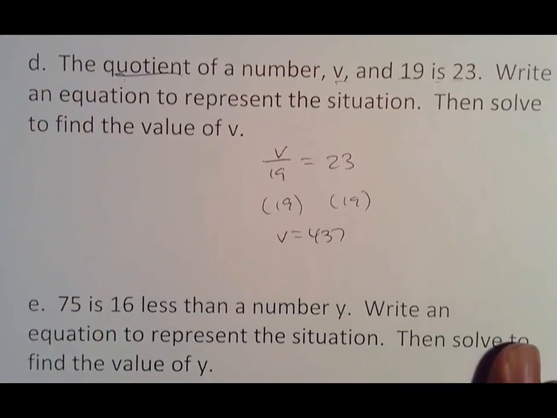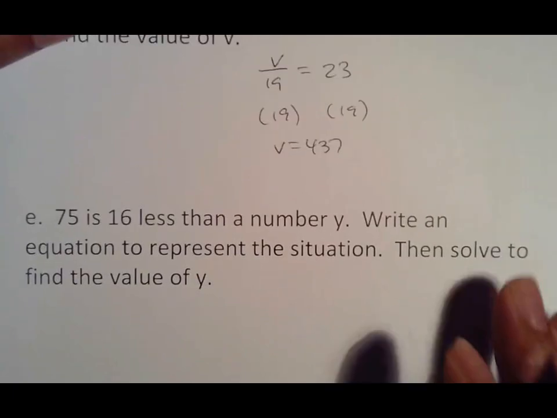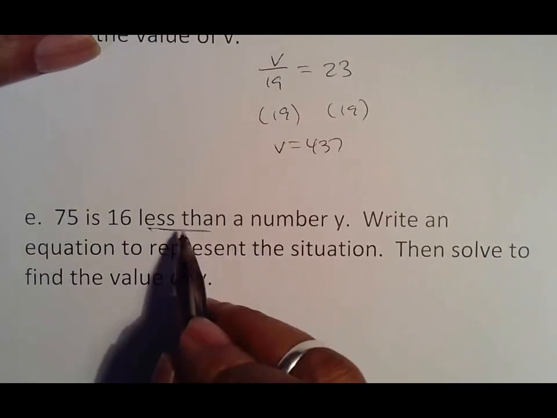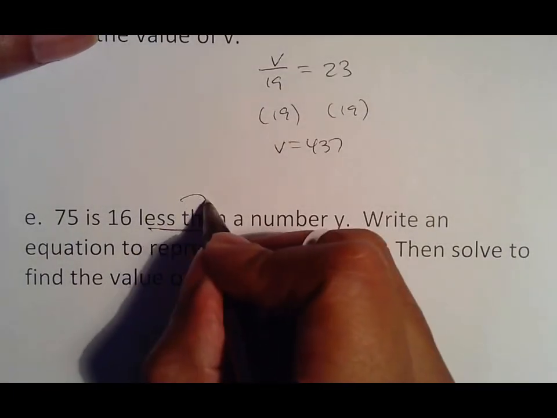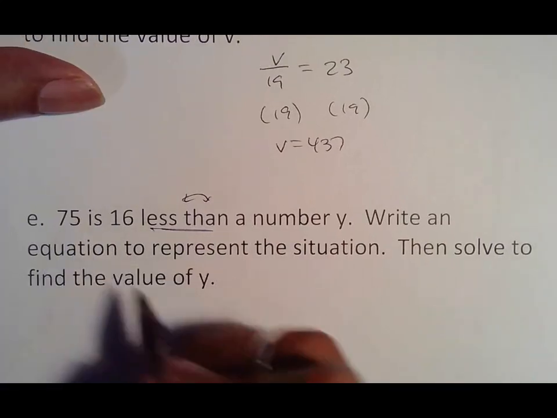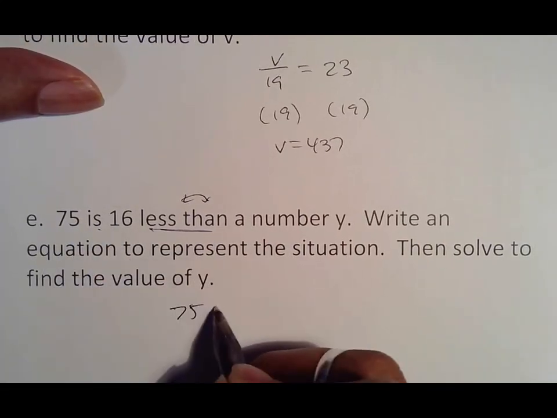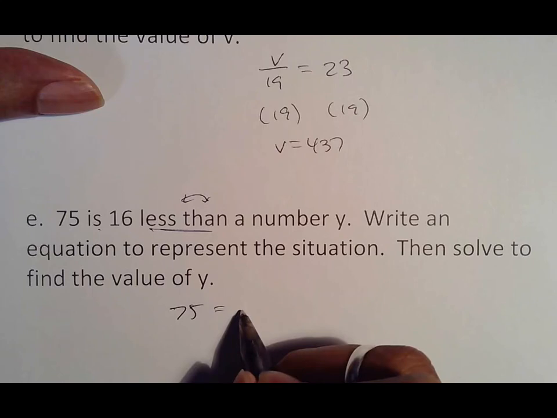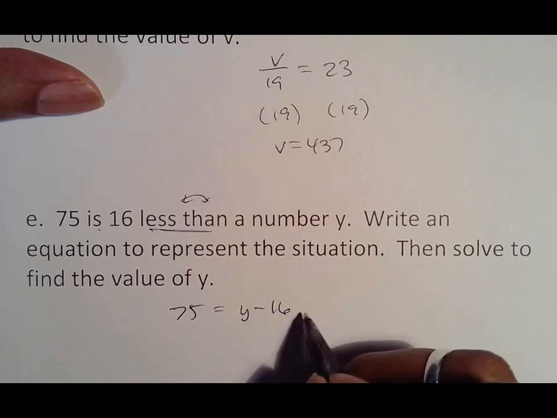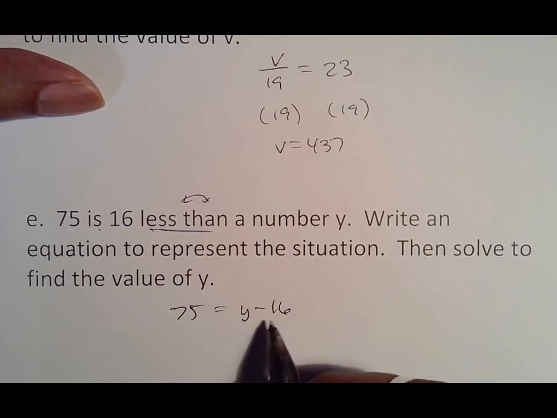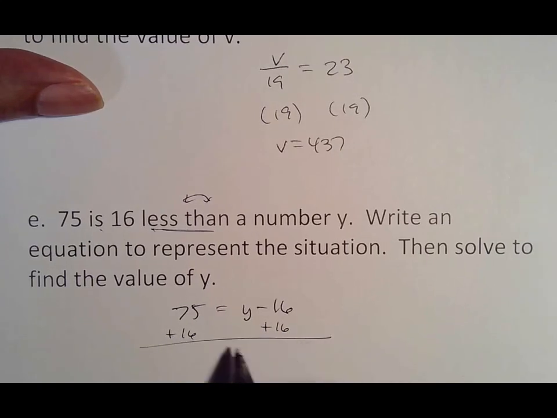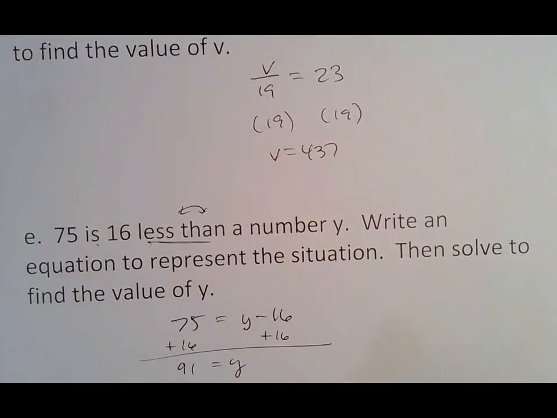And then the last type is the one that has less than. 75 is 16 less than y, which means subtract. But remember, less than in subtraction means switch the order. So it'll be y minus 16 equals 75. And then again, solve the situation. This minus 16 needs to be added to both sides. This makes it 91 equals y. So that was the review of what we did yesterday.